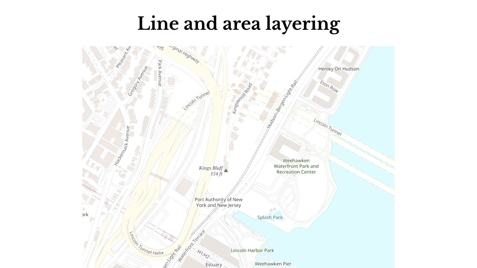Say there's a swimming pool on top of the roof, on top of a building that's on top of a road. All that can be richly rendered.